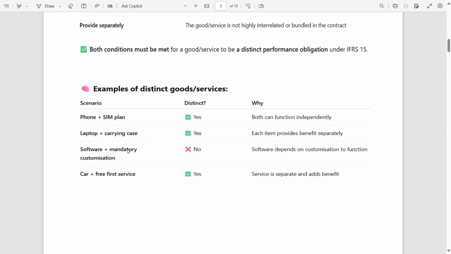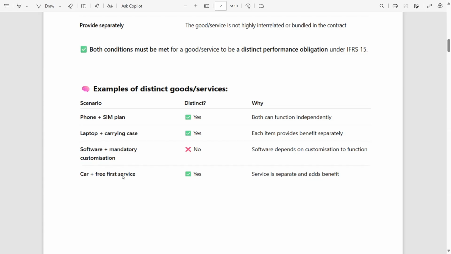Software plus mandatory customization installation. No. Why? Software depends on customization to function. Same goes for the laptop. If there is Windows, then they are not distinct. Why? Because without Windows, you can't operate your laptop. Same goes for the Apple MacBook. If there is no iOS, then you can't operate your MacBook.